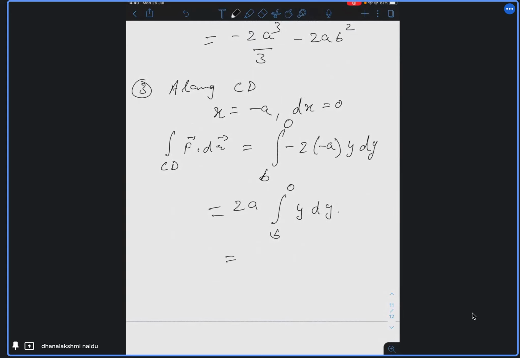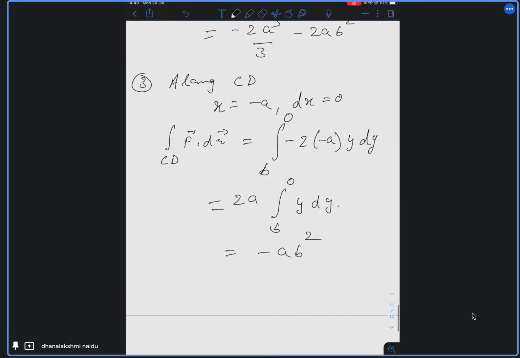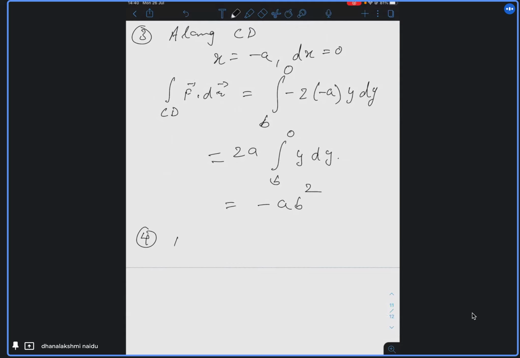You will get y square by 2, so 2 cancel. Lower limit with the minus sign, ab square you will get. Yes, ma'am. Now come to the fourth one, along DA.